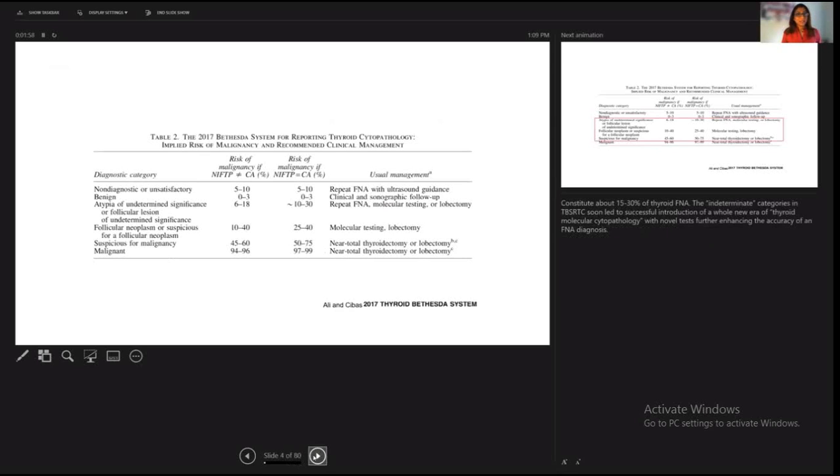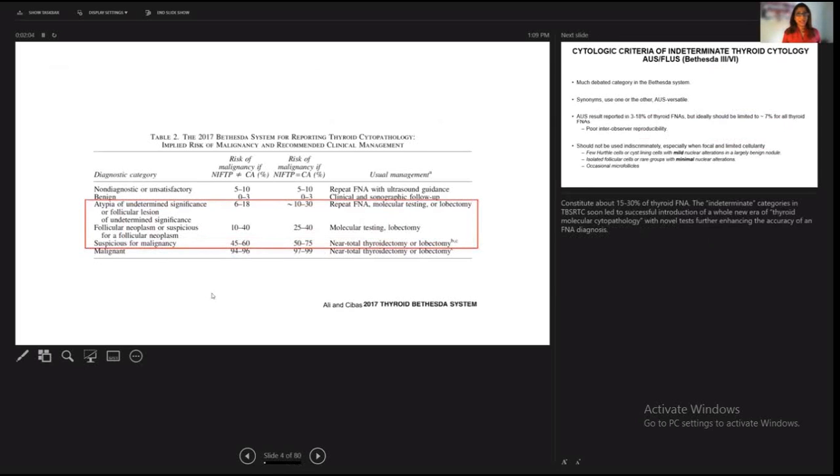The Bethesda system has 6 different categories, and we know all of that, but we also know that the categories we are most concerned about, in regards to inter-observer variability and to the risk of malignancy and management, are these 3 indeterminate categories in thyroid cytology, namely the AUS/FLUS, which is atypia of undetermined significance or follicular lesion of undetermined significance, follicular neoplasm or suspicious for follicular neoplasm, and the third category, which probably has the least inter-observer variability among these categories, the suspicious for malignancy category.